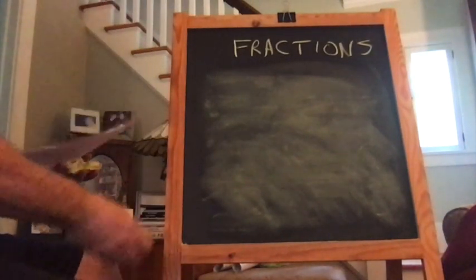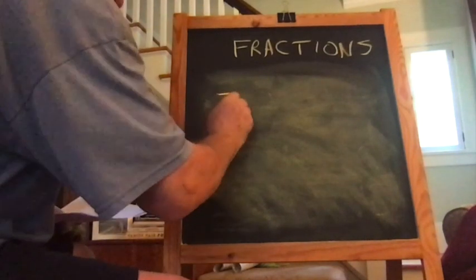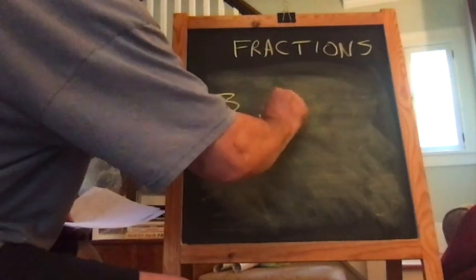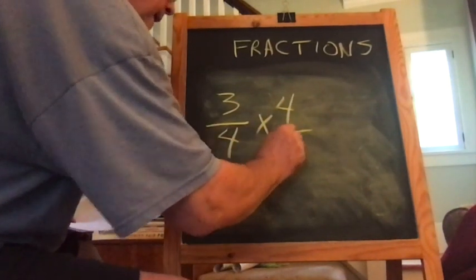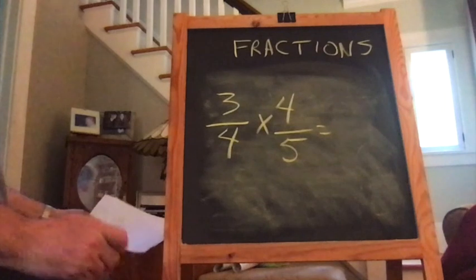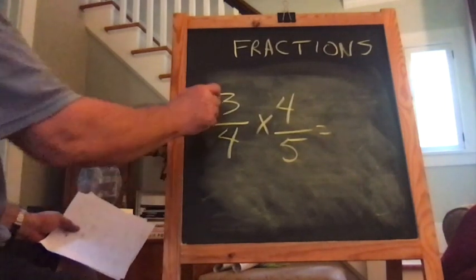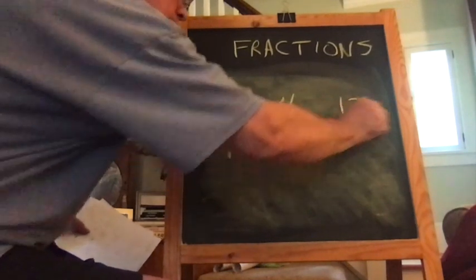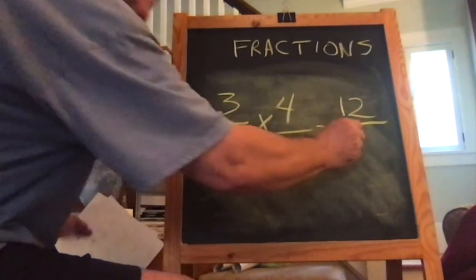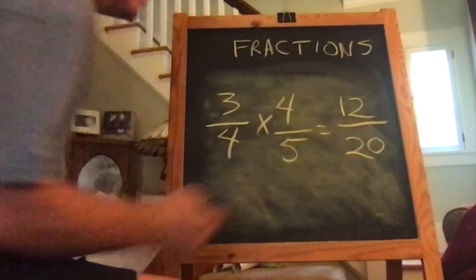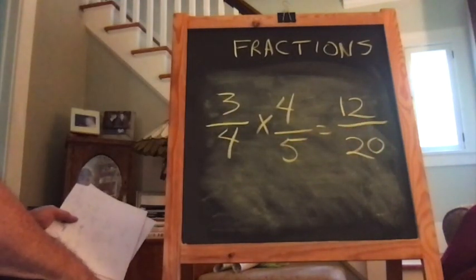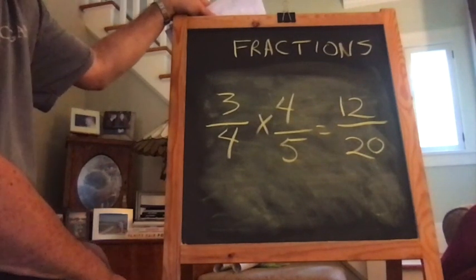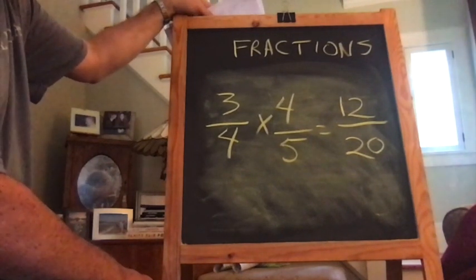All right, let's see. Who wants to do this one? Sophie, what's the math here? 3 times 4 equals 12. And 4 times 5 equals 20. All right. And how can we reduce that? Does that mean make it smaller? Yeah. By 4. We could do it by 4.